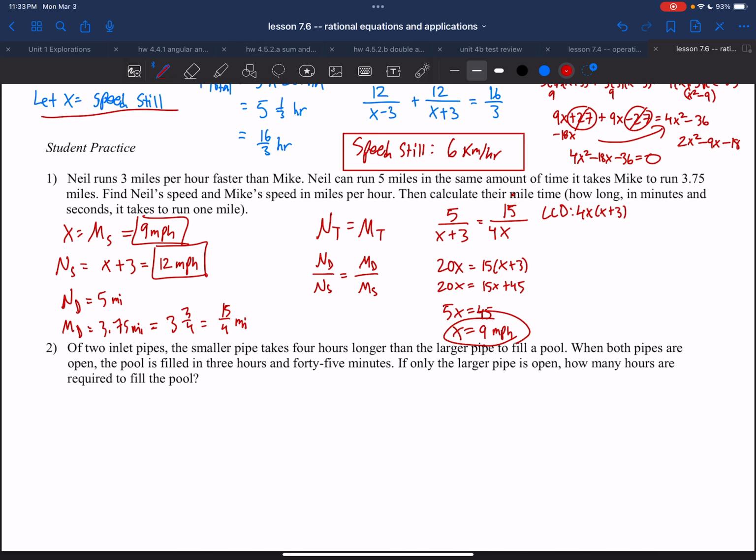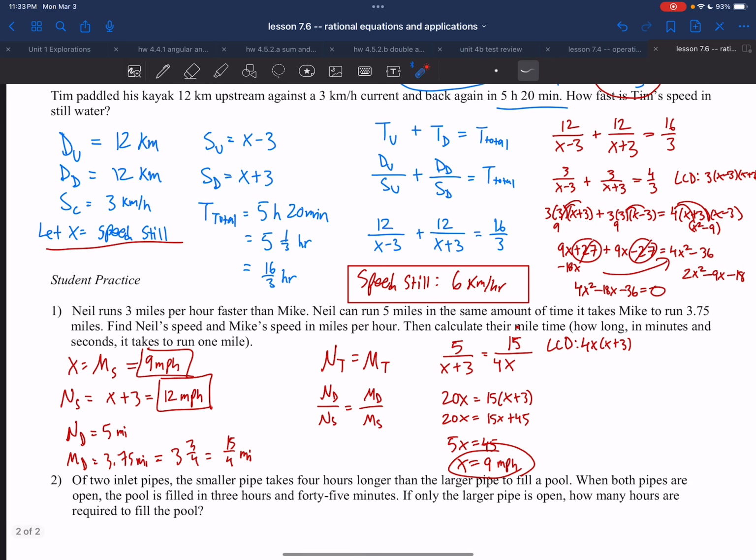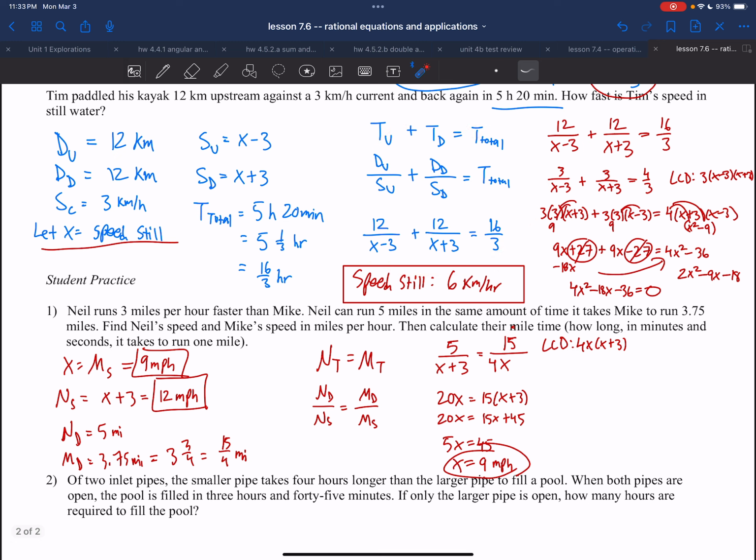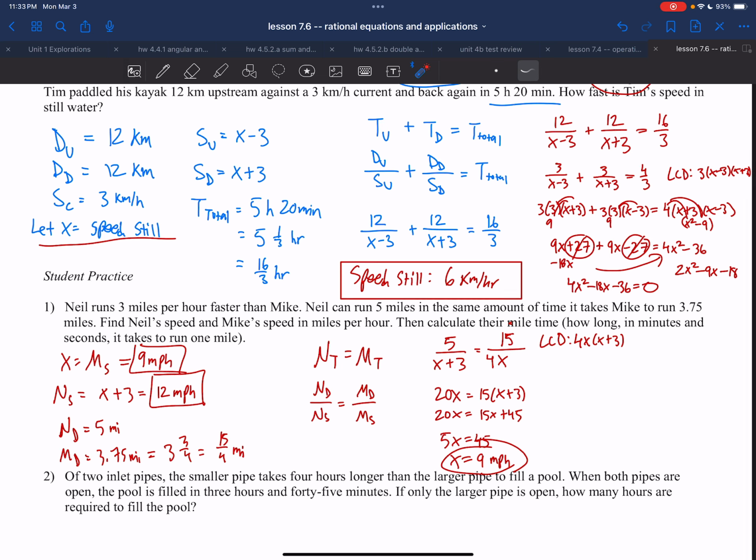So, notice how this was a bit different of a setup to the one above. In the previous example, you had to add 2 times to total a time because you went a distance forward and back. In this example, it said that the times were equivalent. So you didn't add them, you equated them. Excuse me, yawning. And so that's the difference there.